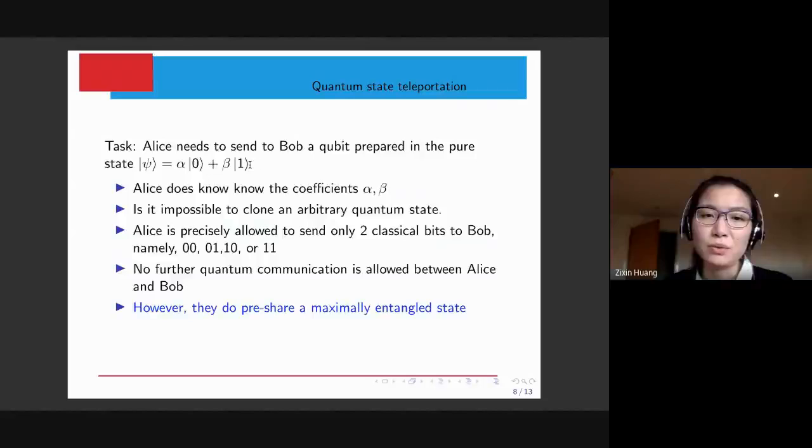If she is only allowed 1 copy, it means that no matter what measurement she chooses to do, she will obtain 1 outcome. So she cannot figure out what alpha and beta are. And even if she does know the quantum state, these can be arbitrary complex numbers. So in principle, if she knows what it is, she can send a really long classical string to Bob telling him exactly what these coefficients are. But unfortunately, she's only allowed to send 2 classical bits.